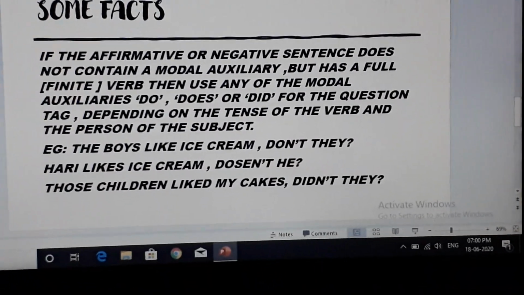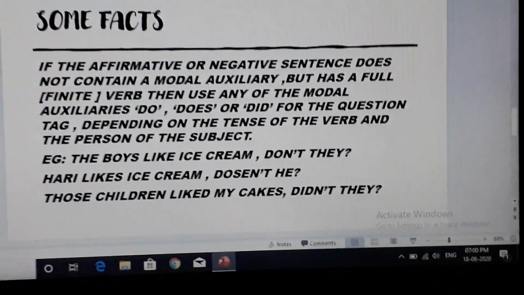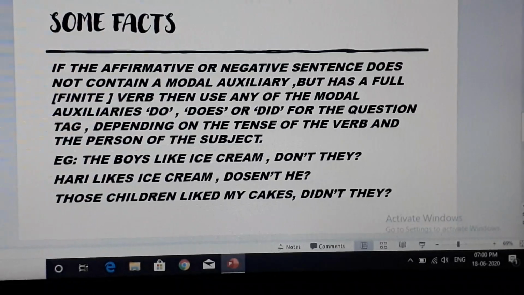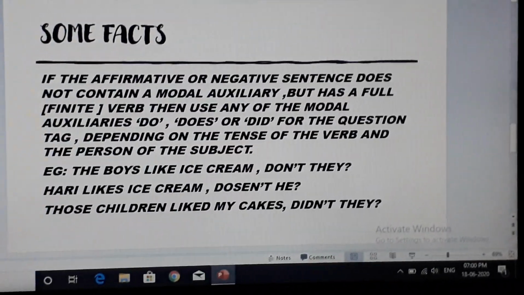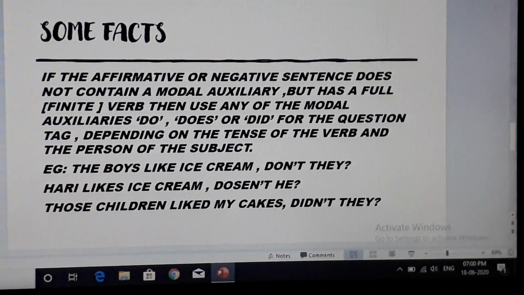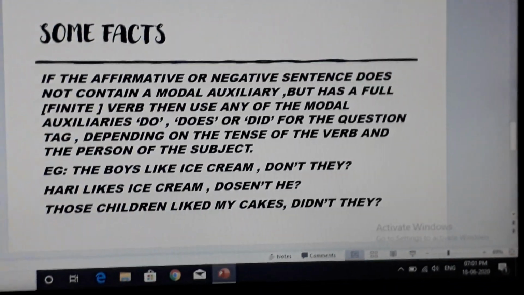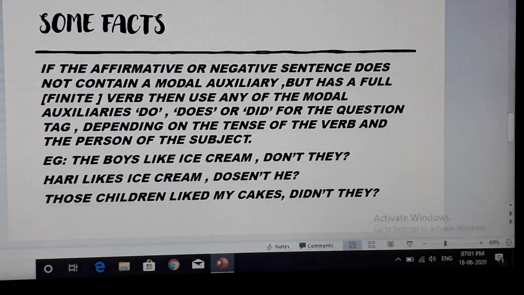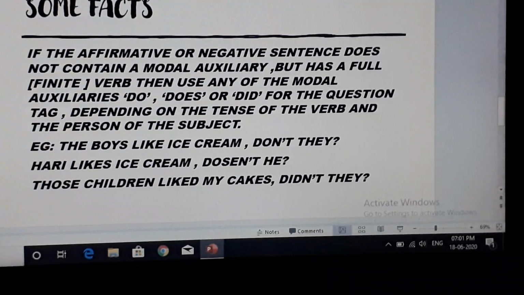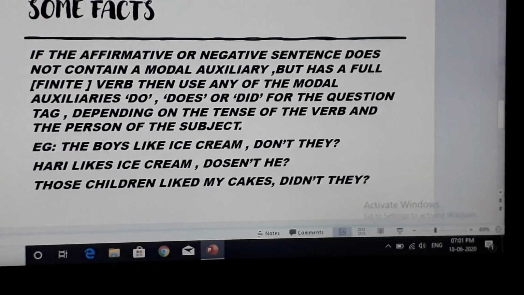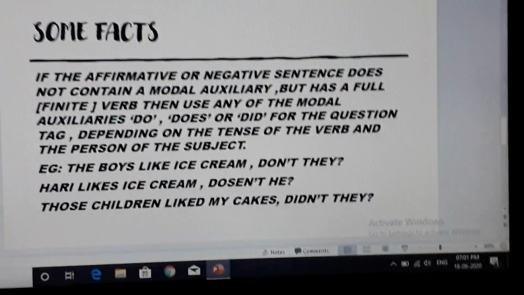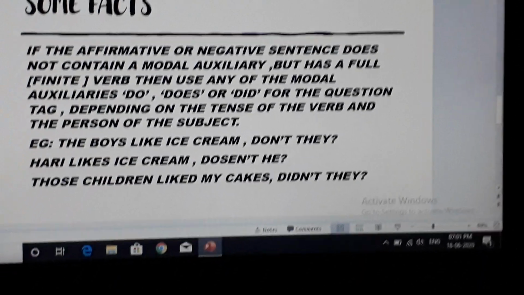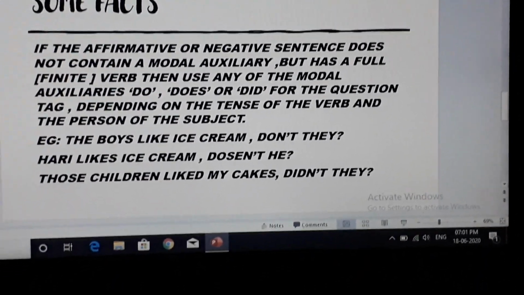For example, the boys like ice cream. Like is my finite verb here, and like shows that the sentence is in present tense. So I have to see the subject of the sentence. The subject is the boys. It is a plural subject, so I will be using do or don't. Now the sentence is positive, there is no negative word, so I will be using the negative question tag: don't they?